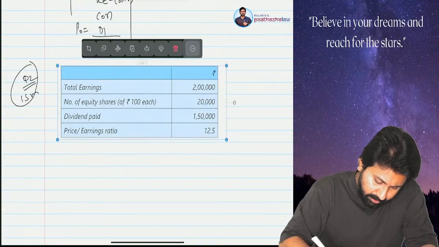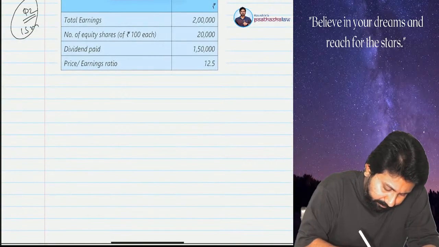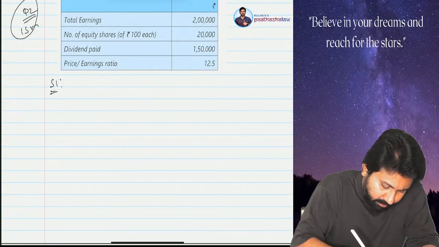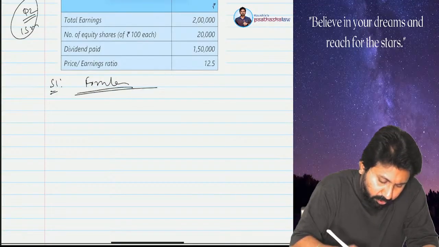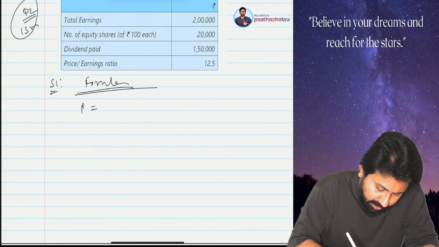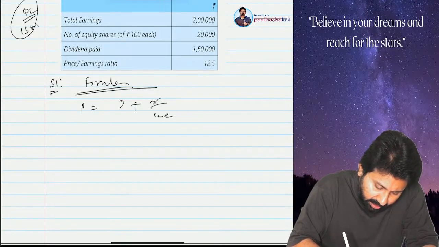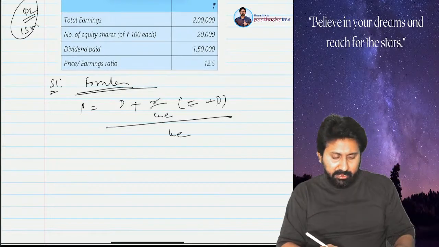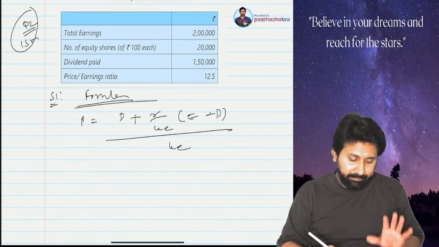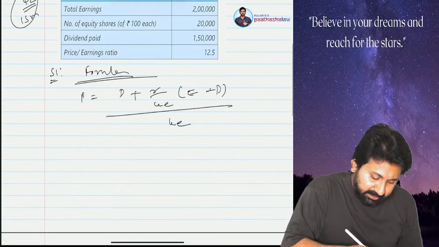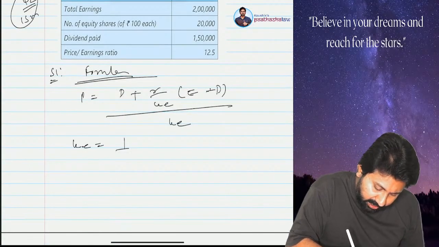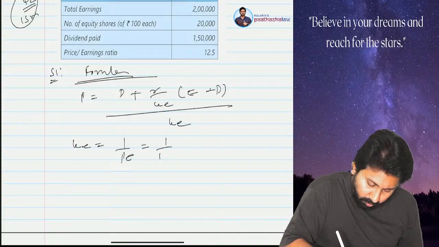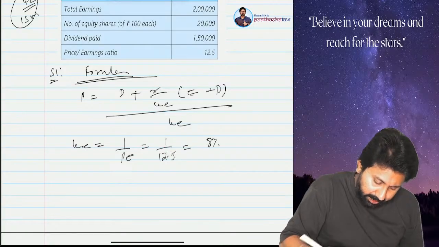Yeah, let us solve. First one, step 1. Like this only you have to do in the exam. Formula: P equals D plus R by KE into E minus D, whole divided by KE. Now listen carefully. In this particular scenario, KE equals 1 by PE. So 1 by 12.5, 8%.